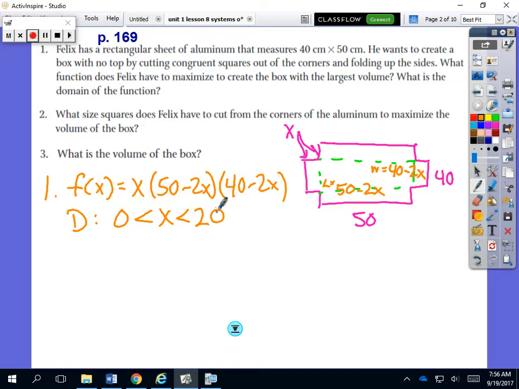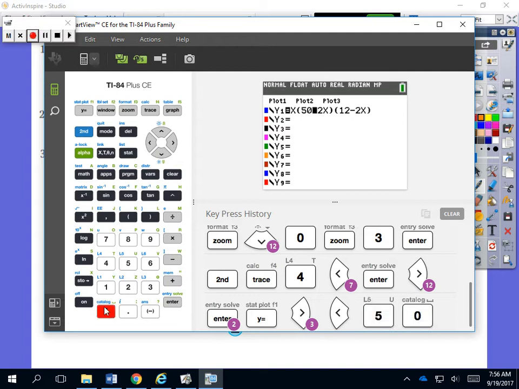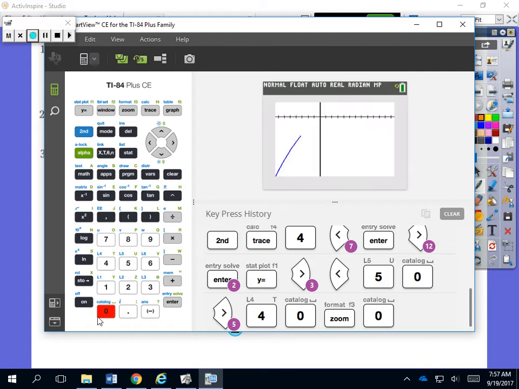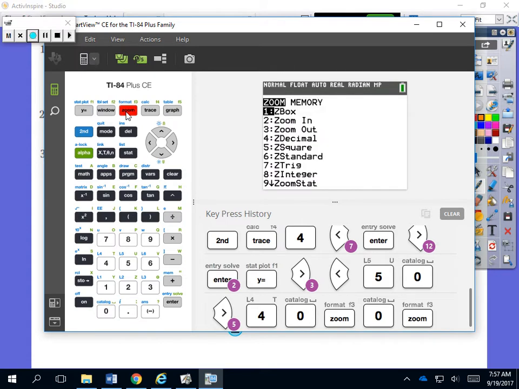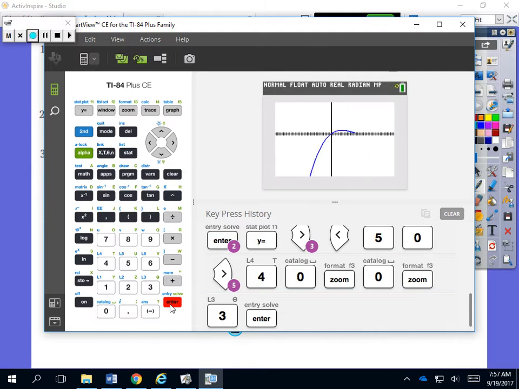Number 2, we just put this in the calculator. So back to your y equals menu. You can clear, or you can just type over the numbers you had in there before. Just make sure they're right. So 50 minus 2x and 40 minus 2x. And then hit zoom 0. And you can see that maximum, but I'd like to have it a little better, so I'm going to zoom out. And now I can see that the local maximum is right here.